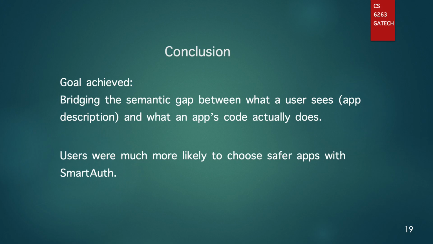In conclusion, we can say that the goal was achieved, bridging the semantic gap between what a user sees, which are the app descriptions, and what the app code actually does. This is very important. Also, the users were much more likely to choose safer apps with SmartAuth. That's very important.